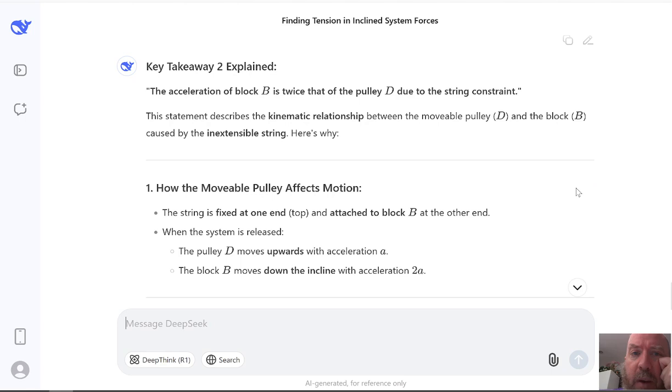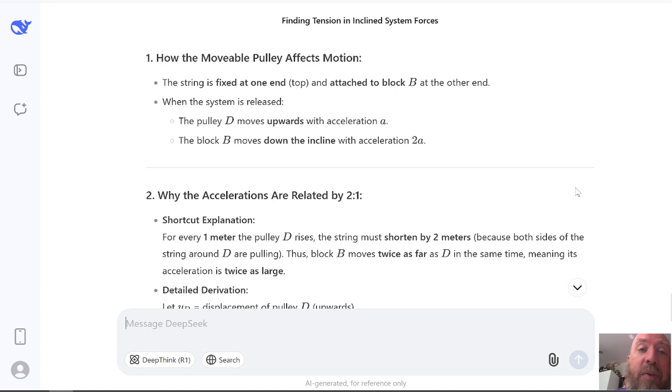Kinematic relationship between the pulley and the block B caused by an inextensible string. That just means it doesn't stretch. We have no Hooke's law stuff going on. The string is fixed at one end. The pulley D moves upwards with acceleration A, and the block B moves down the incline with acceleration 2A.